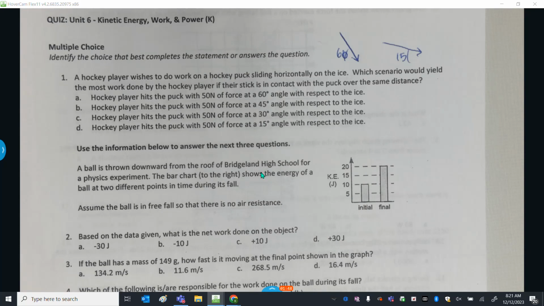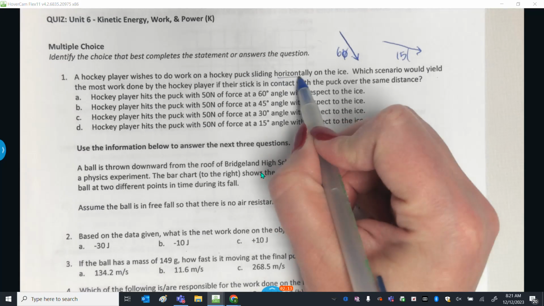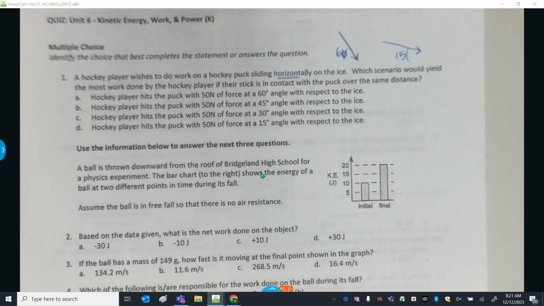If our entire force was horizontal, then all of our force would get used for displacement of the puck. But they're not. None of these are horizontal. They're all at angles. So what you're really looking at is which of these angles has the largest component of force in the horizontal direction, because the displacement of the puck is horizontal. It says it's going horizontally. And so that's all you're looking for: which one has the greatest horizontal component.